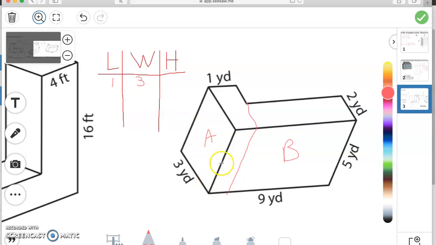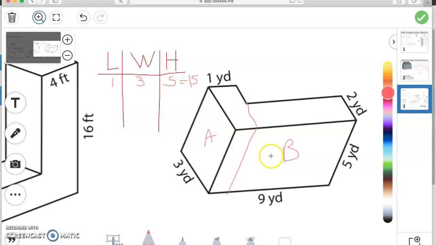And our height, how tall is it? It doesn't show us over here, but if we follow, this line is the same as this line, which is the same as this line. It looks like it's 5. So I can multiply that together. 1 times 3 is 3. 3 times 5 is 15.